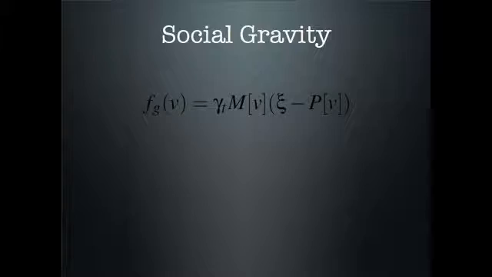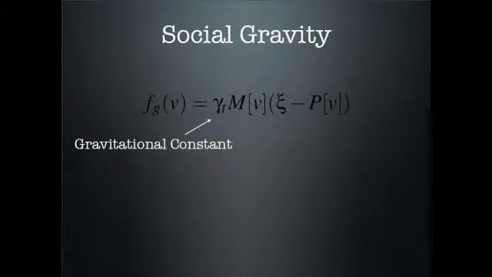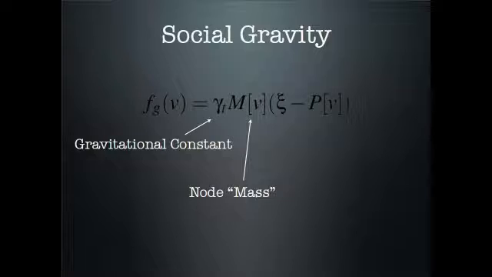Social gravity is the force we're going to be adding to the simple set. The way this breaks down is the force vector on a particular node is made up of a gravitational constant that we'll talk about in a second, the mass of a node, which we'll actually use social metrics to define, and then that node's relative position in relationship to the center of mass of the graph.